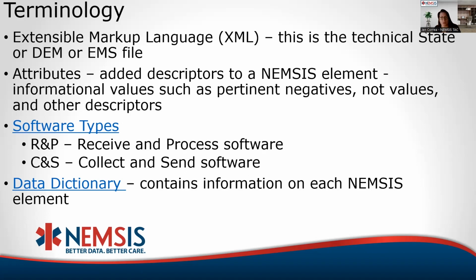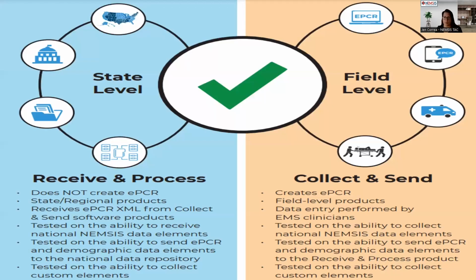The data dictionary, which we're going to go over in quite a bit of detail, contains information on each of the NEMSIS elements. There's also a lot of additional information within the data dictionary. And it's really, really helpful to get very familiar with your data dictionary, especially for the NEMSIS standard. Some states have created their own data dictionary that can be helpful for their agencies as well. We do have an infographic that is available. We will show you where later on the usage and guides page on the NEMSIS tab that shows you the simple differences between the receive and process and the collect and send software versions.